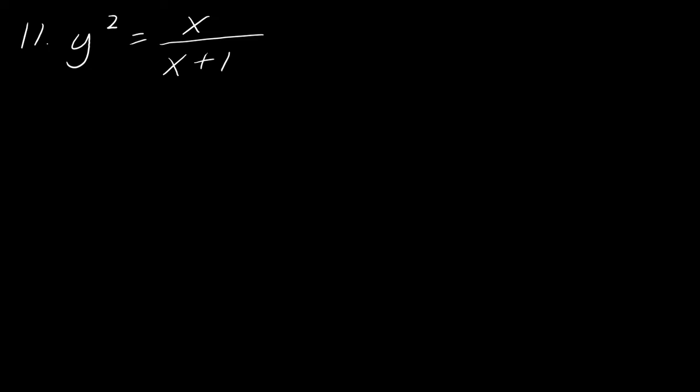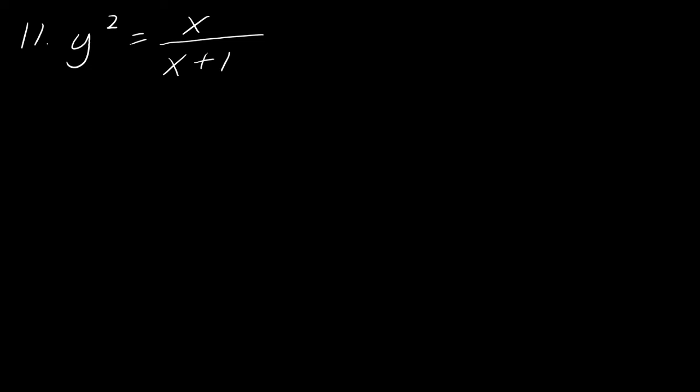Okay, so for number 11, I've got y squared equals x over x plus 1. So this is going to use implicit differentiation. And you can tell because this is y squared and not just plain old y. If this were plain old y, this would be a bit simpler.